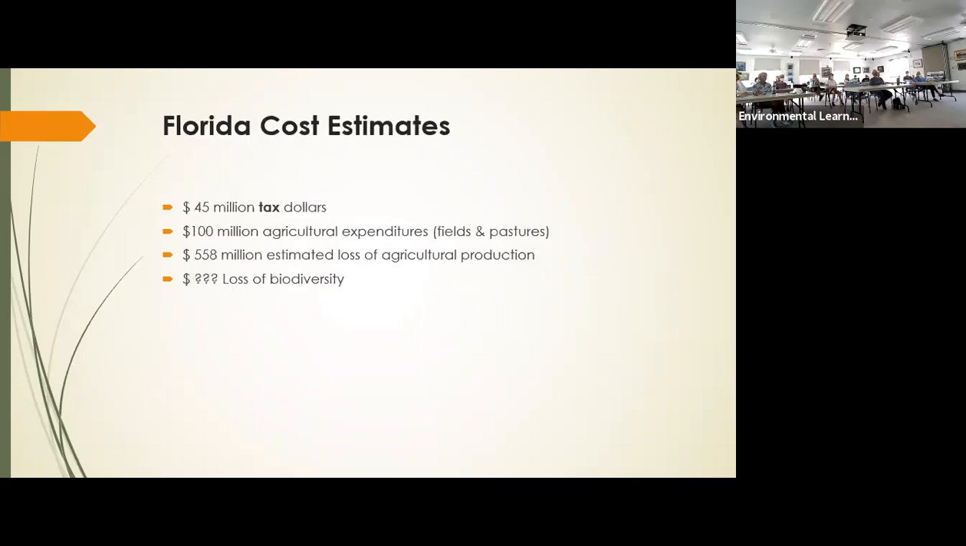Next slide. So, give or take $2 million, Florida spends $45 million a year of your tax money to control invasive plants. Agriculture estimates that they spend $1 million to control invasive plants in their croplands and in their pastures. And we can't really put a value on the loss of the biodiversity. And some of these invasive plants colonize hundreds of thousands of acres. They're not just a problem in your backyard.